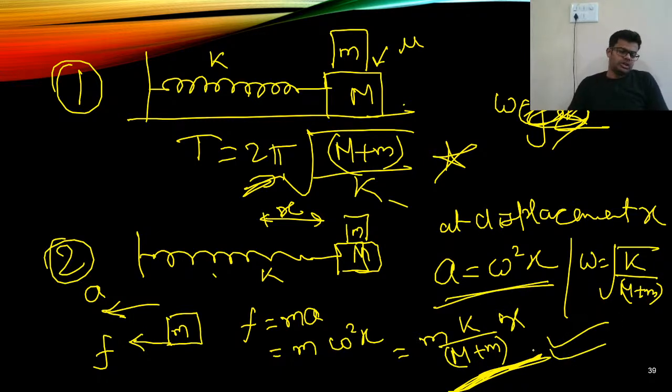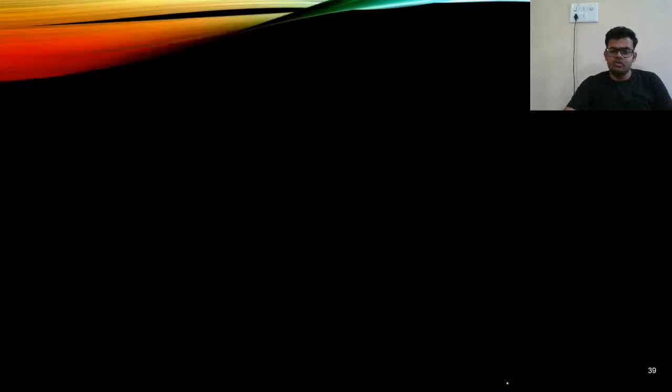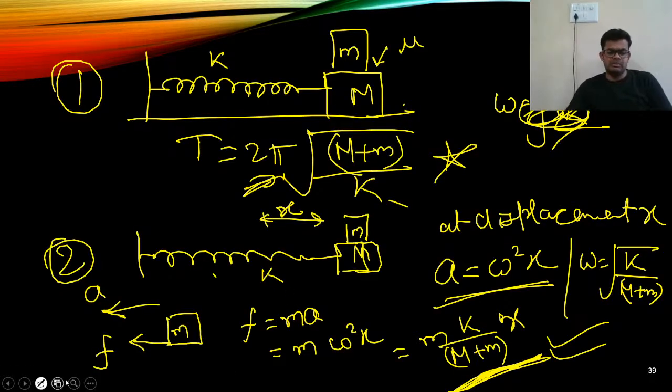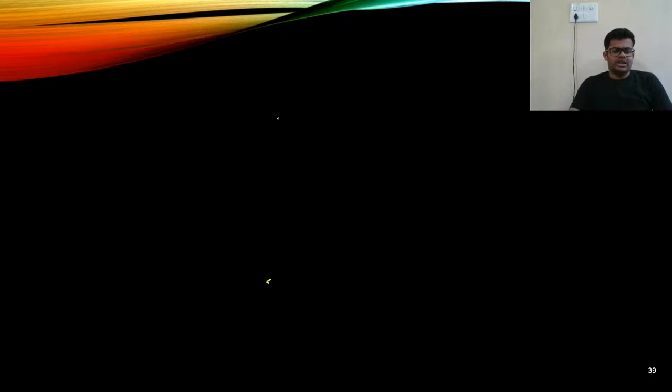So let us move to the third question. What is the third question? The third question is, what can be the maximum amplitude so that the upper block does not slip relative to the lower block? So what will be the amplitude? You need to find the amplitude. Simply speaking, it's the same question; we all know one thing.